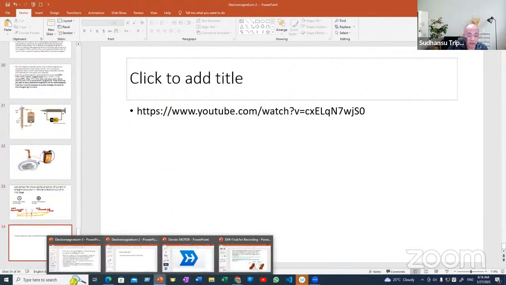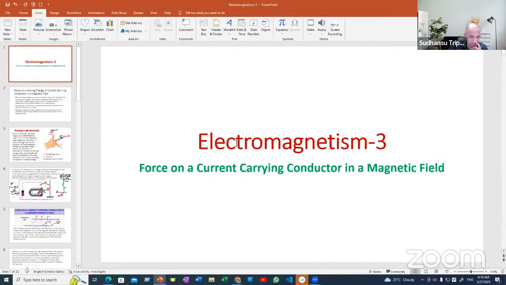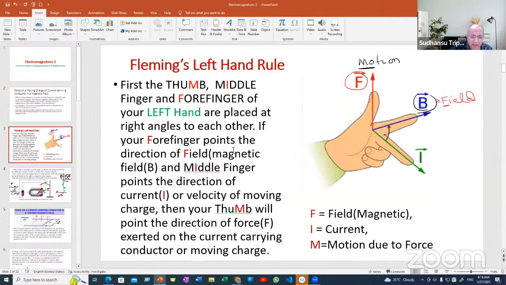Okay, then what we were doing, I can just remind you that either you can use FLR, but often students are told by their teachers around the world not to use the left hand, but to use the right hand, both for getting the force direction, the motion direction, when a current carrying conductor or a moving charge is passing through a magnetic field, then the force or the motion is perpendicular to the plane carrying the field and the current.